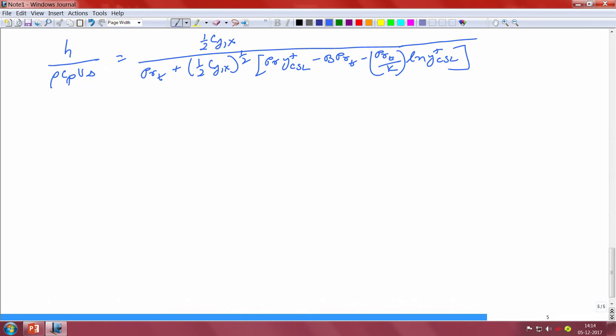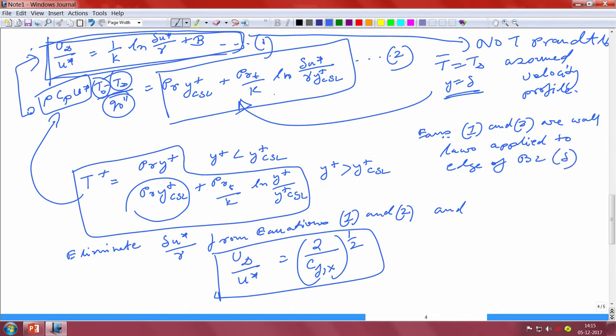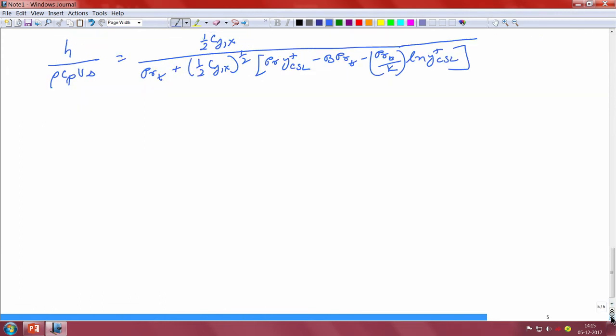So, what we have done, let us just recap very quickly. We have two expressions 1 and 2, which are basically the wall laws applied to the edge of the boundary layer, which is basically your delta. And we also have the definition of CFX which we got earlier. So, we eliminate this from equations 1 and 2 and apply this definition, so that we get the new quantity which is given as this.